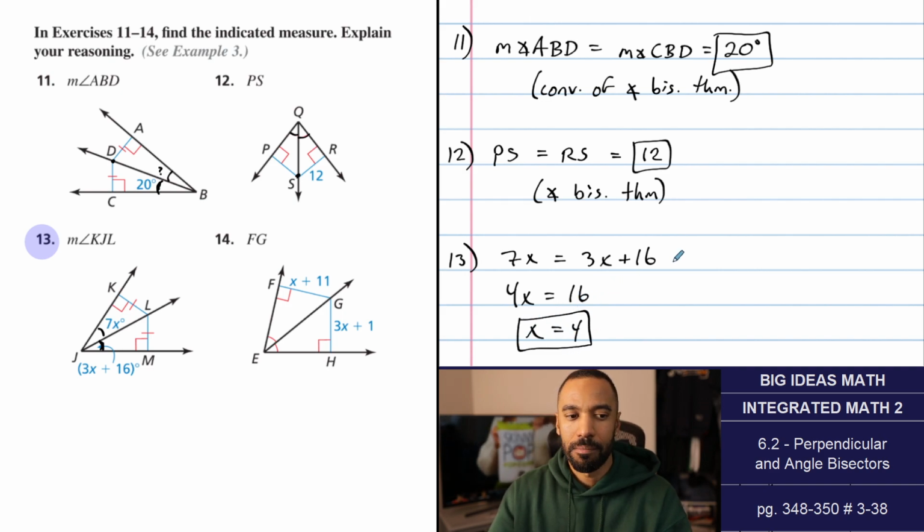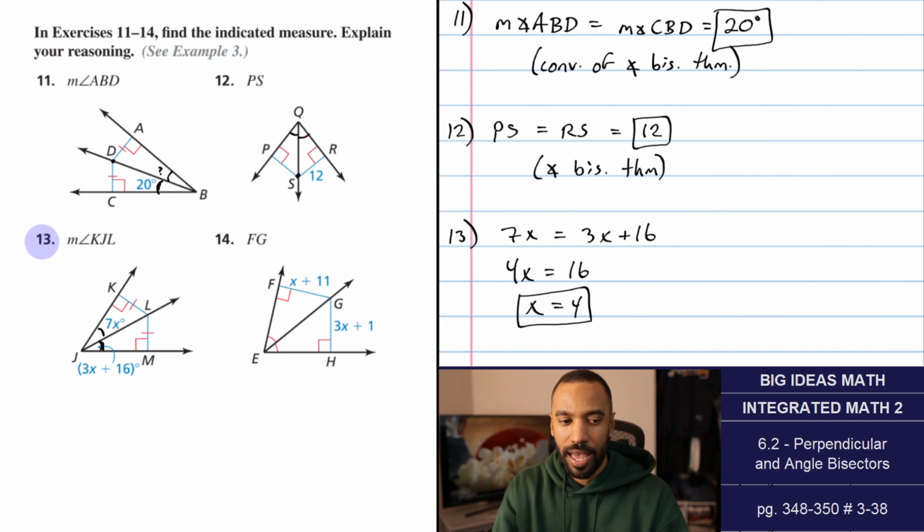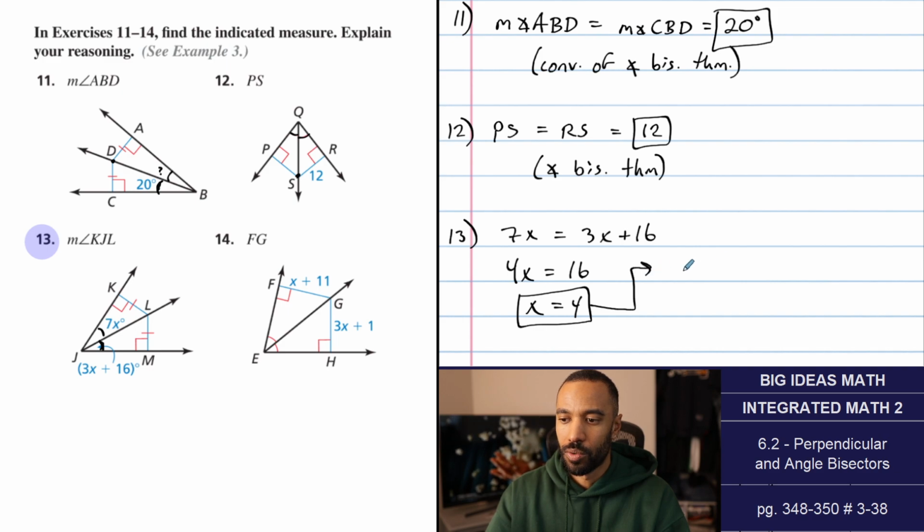But they do want to find the measure of angle KJL. You can see it marked as 7x degrees. So we're going to say the measure of angle KJL is 7 times 4, which is 28 degrees.